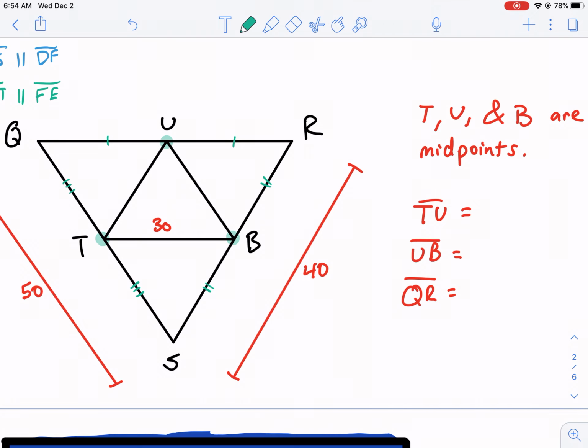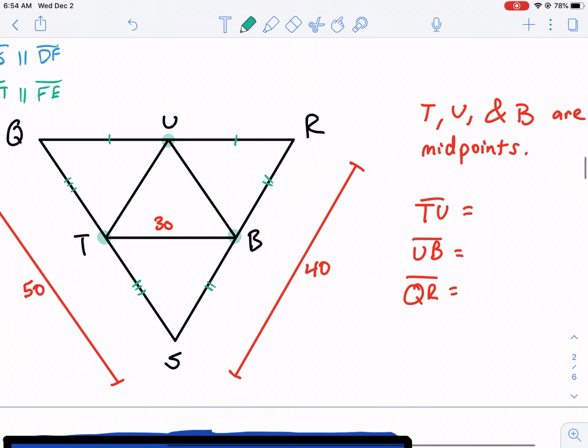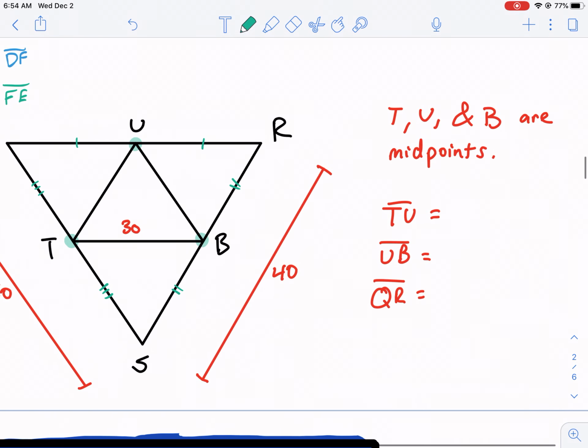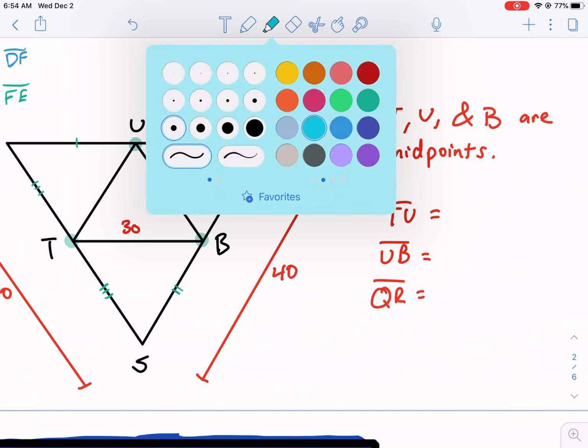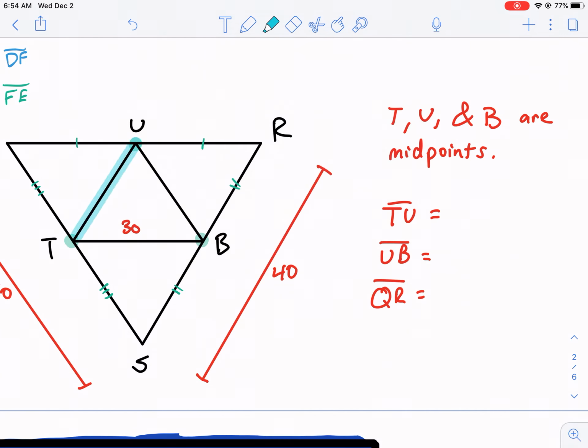Okay, all right, now where do we go from here? Well, we're asked to find TU, so let's highlight these just so we organize this in our mind. So we have TU, that's this one. We have UB, let's go purple for UB.